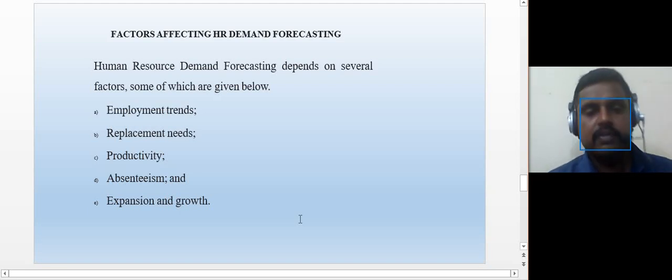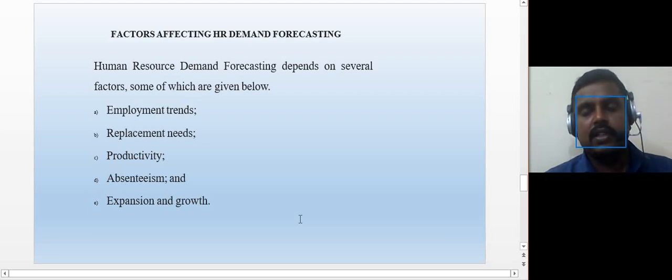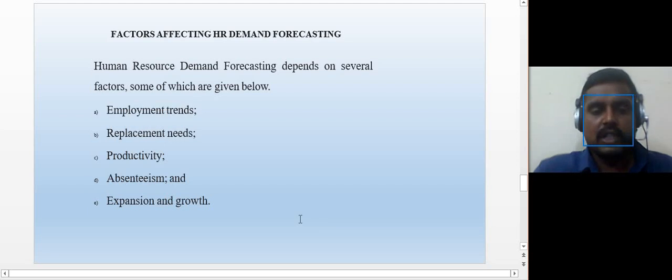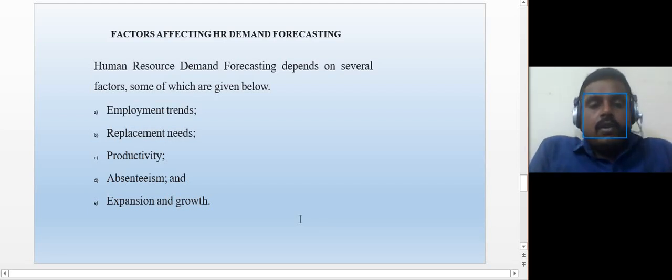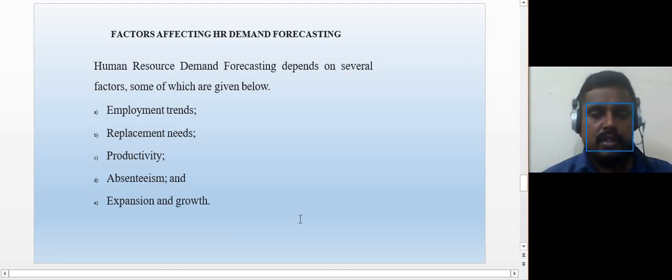Minimum supply gives maximum benefits. Minimum cost creates maximum output. So such productivity in the workplace also increases the demand for human resources, and it is one of the factors of HR demand forecasting. And absenteeism: employee or labor absenteeism must be included, along with the expansion and growth of a particular business activity at a very big level, right?